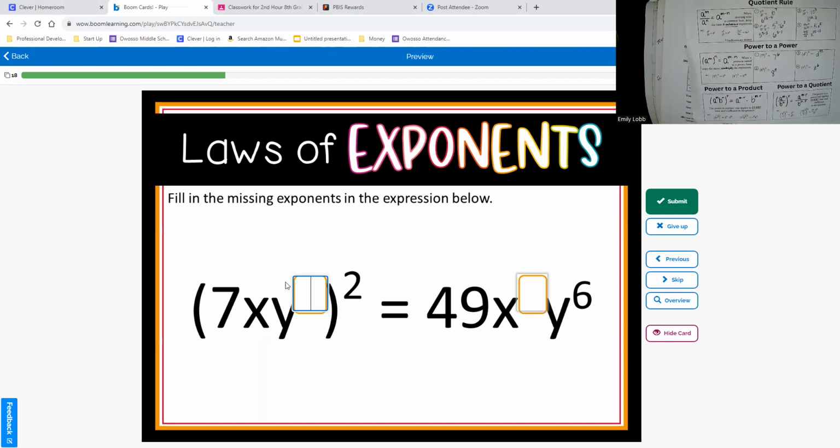Remember that this 2 gets distributed, so it got distributed to the 7 to make 49, x to the second power, y to the what to make 6? 2 times what is 6? 3. So this was 2.